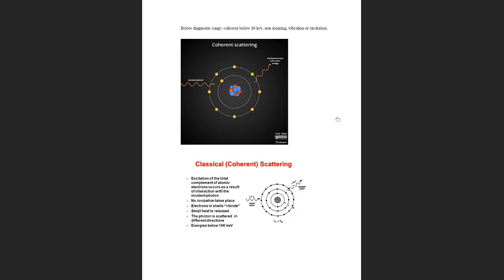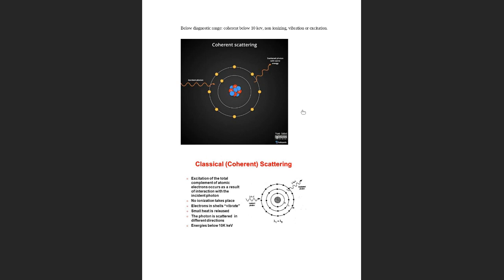Below the diagnostic range, we only have one. We have coherent. It happens below 10 keV. So when we say that coherent is negligible as an interaction in the human body, that's correct, because generally once we get to that 10 keV level, that X-ray will have already been absorbed. So it's just to recognize that. Coherent is non-ionizing. Because that energy level is so low, there's no ionization going on. It is just a vibration or excitation. All it does is result in a change of direction of that X-ray photon, and the X-ray photon's energy remains the same.